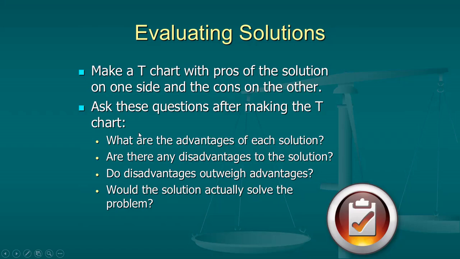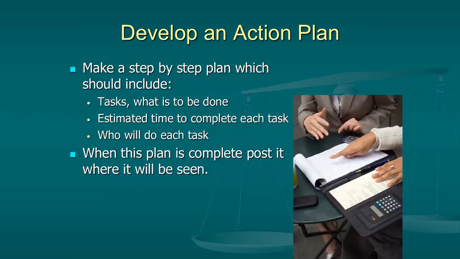Ask these questions while making the T chart. What are the advantages of each solution? What are the features of each and every solution? And what limitations exist in these solutions? Do the disadvantages outweigh the advantages? Are the disadvantages very dangerous or not? You should see that too. So which solution actually solves the problem? You need to come up with that one.